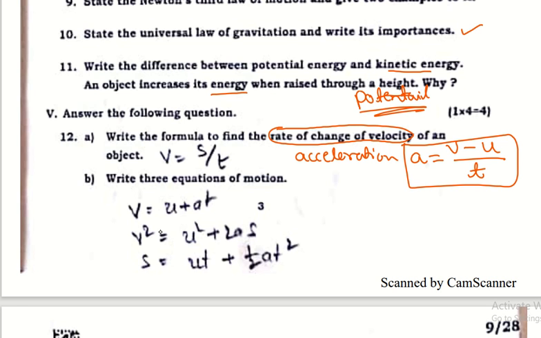So write the 3 equations of motion. v is equal to u plus at, v square is equal to u square plus 2as, and s is equal to ut plus half at square. These are the 3 equations of motion.